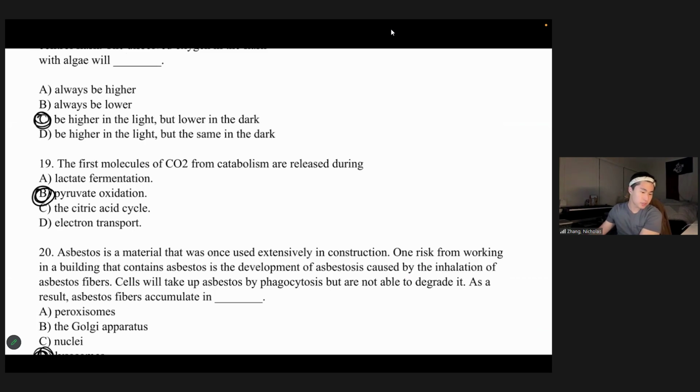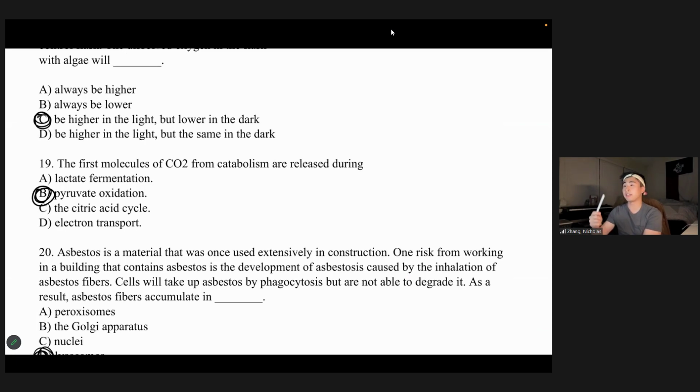The first molecules of CO2 from catabolism are released during, and I'm assuming it's talking about cellular respiration here, or I'm talking, I wrote it. It's going to be pyruvate oxidation. We see one molecule of CO2 being released per pyruvate, pyruvate turning into acetyl-CoA. And then the second molecules of CO2 are going to be released during the TCA cycle. That's about it. Electron transport chain, lactate fermentation, don't release CO2.